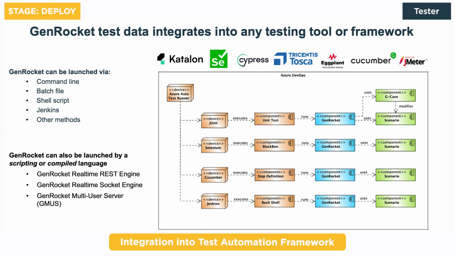Really nice. Now we showed integration with a feature file, but GenRocket test data can integrate with any testing tool or framework, such as Katalon or Selenium, Cypress, or Tosca, and can be launched many different ways, such as command line or batch file or shell script, or even through a compiled or scripting language. Lots of different ways to integrate GenRocket into different testing tools and frameworks.